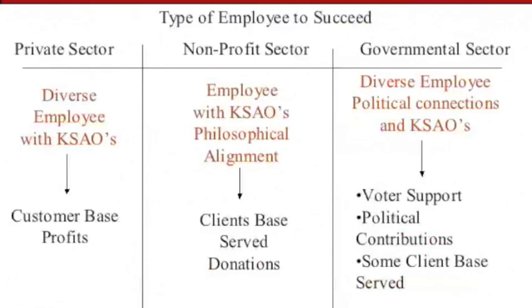In the government, you want diverse. And the reason you want diverse is, one, you want diverse people with political connections and the KSAOs, which means that you want your workforce to reflect the population of your jurisdiction. You want them to have some political muscle, some ability to bring about some political contributions and influence people, and you want them to also have the KSAOs, the knowledge, skills, abilities, and other qualifying characteristics that are necessary to accomplish the mission of the governmental agency.